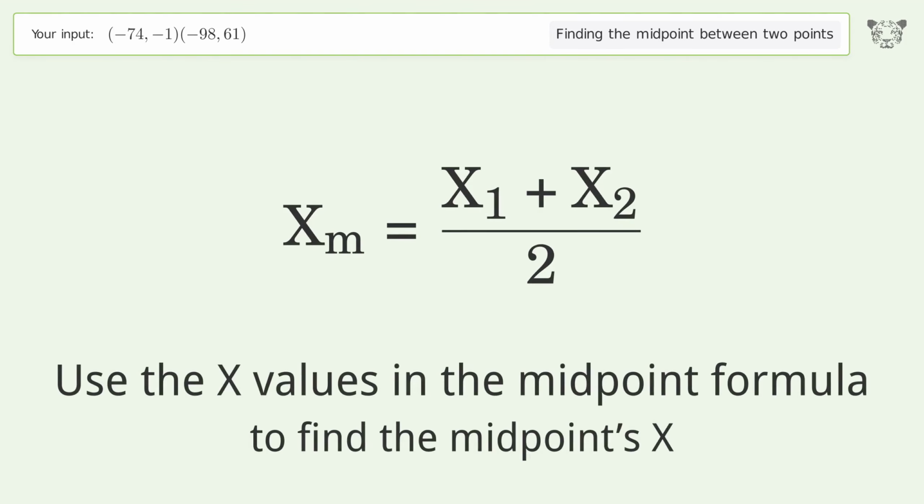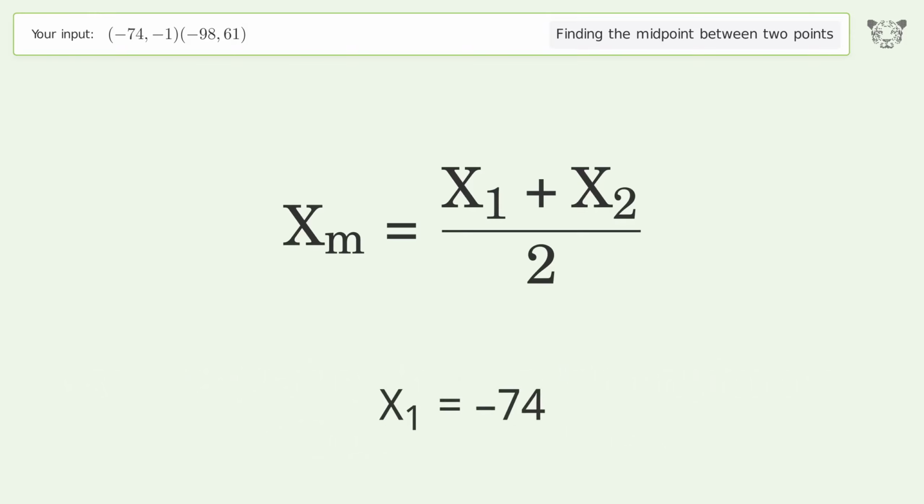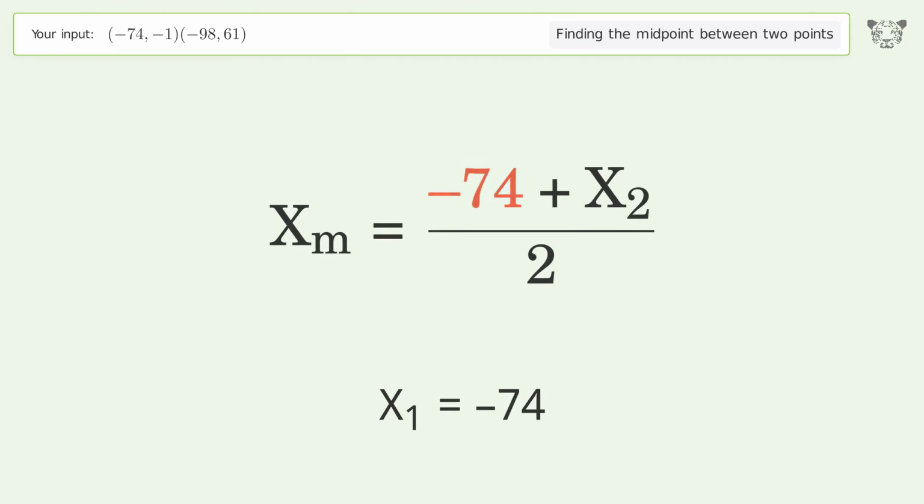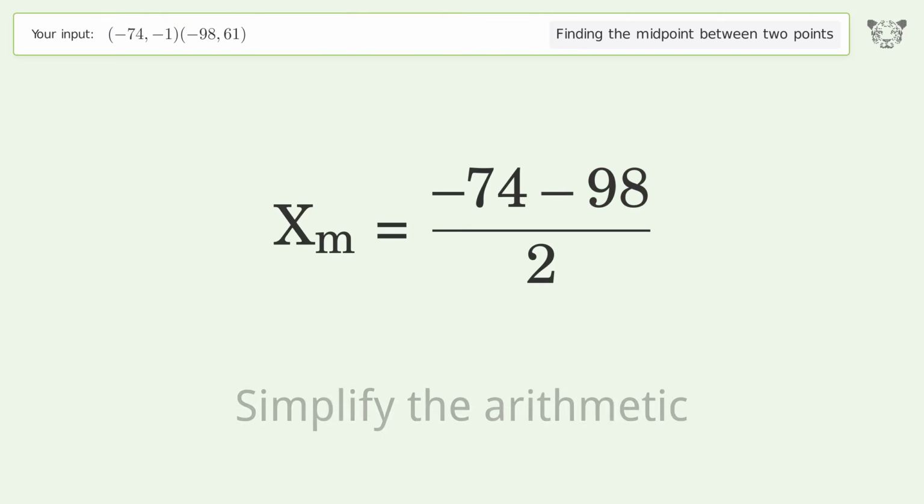Use the x values in the midpoint formula to find the midpoint's x. x1 equals negative 74. x2 equals negative 98. Simplify the arithmetic.